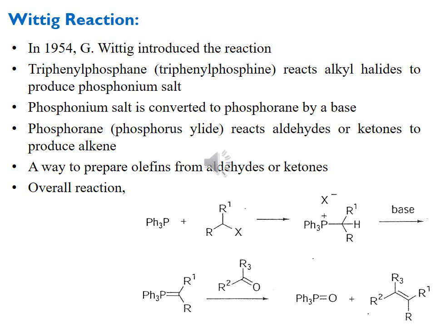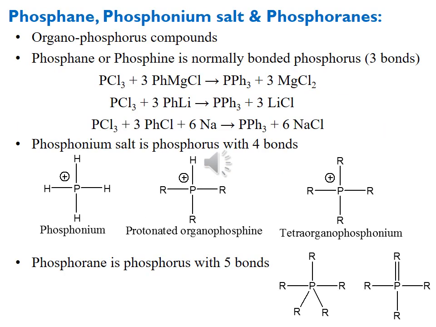The overall reaction is given here. Triphenylphosphine reacts with alkyl halide to produce phosphonium salts, which in the presence of base is converted into phosphorus ylide. This phosphorus ylide reacts with ketone to produce triphenylphosphine oxide and the corresponding alkene. The first reactant involved in these reactions is phosphorane. We will discuss first phosphine, then phosphonium salt, and then phosphorane.